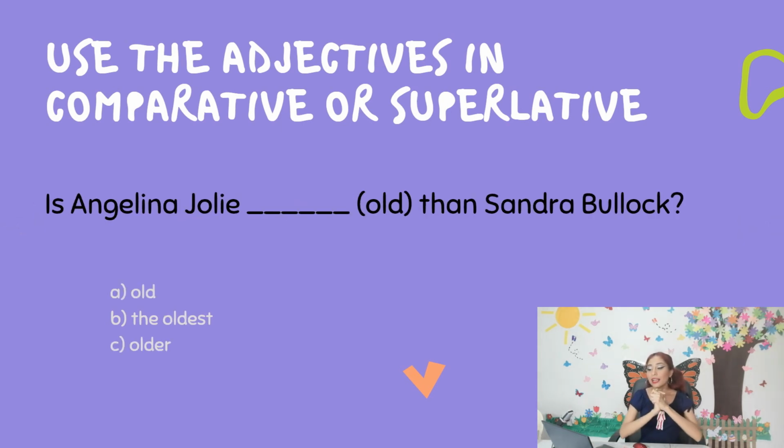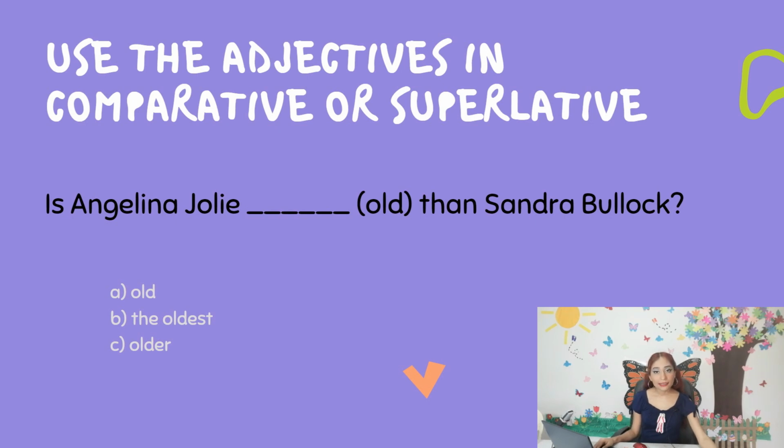Okay, one more. Is Angelina Jolie blank older than Sandra Bullock? These are actresses. So you will say letter A, old. B, the oldest. C, older. This is a question as you can see in here, but it's the same structure. I'm comparing Angelina Jolie with the other actress, that is Sandra Bullock. A, B, C.